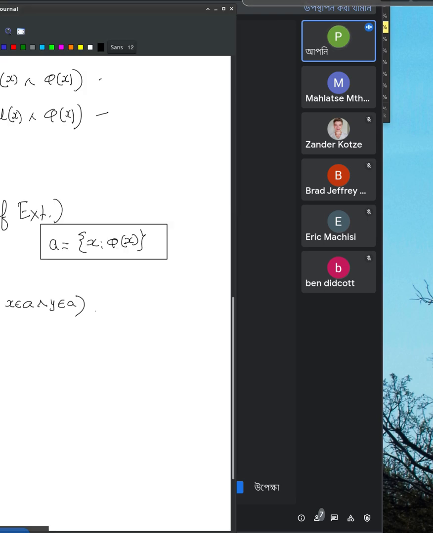So let me write down this. So this is the axiom of pairing, the axiom of power set, and the axiom of union. So what does this say?